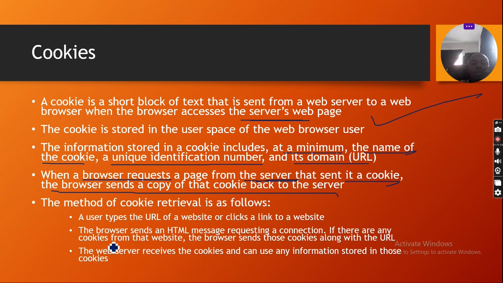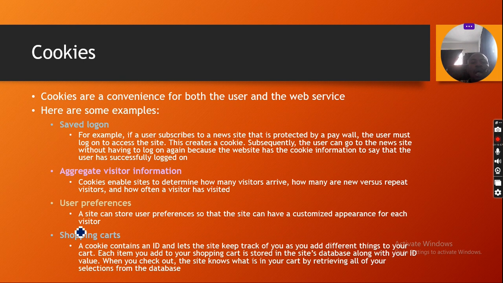If there are any cookies from that website, then the browser sends those cookies along with the URL. The web server receives the cookies and can use any of the information stored in them. Now, cookies are a convenience for both the users and the web service. It's very convenient because it establishes a trusted arrangement between the web service and the users.